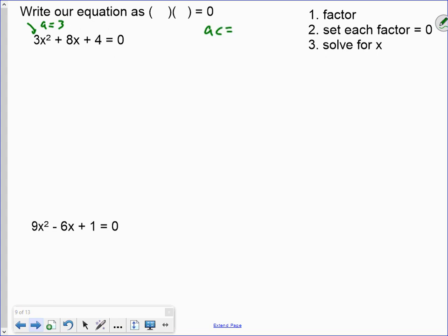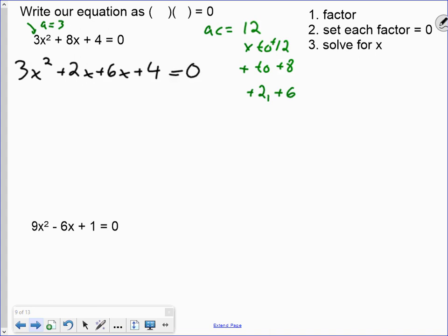A times c is 3 times 4, 12. So we're looking for two numbers that multiply to 12 and add to our middle term, positive 8. And what are those two numbers that multiply to positive 12 and add to positive 8? Positive 2 and positive 6. So let's use those two numbers to break up that middle term. Plus 2x plus 6x plus 4 equals 0.